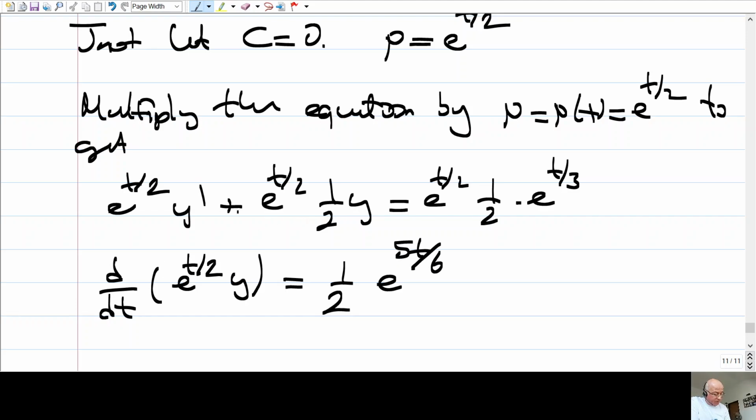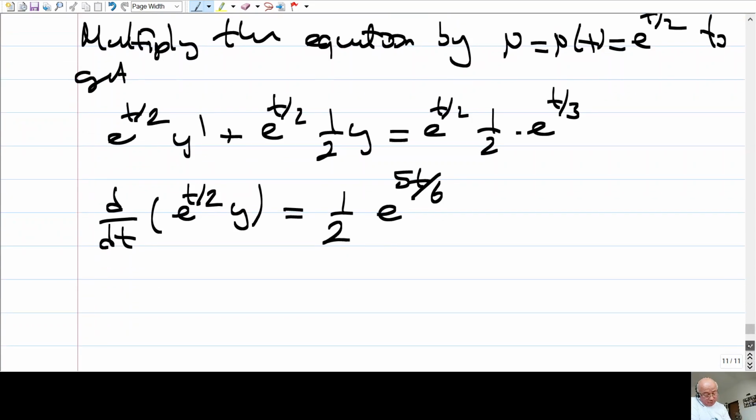Let's check if we did it correctly. When you take the derivative of this, you get y prime times this plus y times the derivative of this, which is 1/2 times e to the power t over 2. You have to do this so that you check what you have done previously, right? This is the checkpoint to avoid any mistakes you have made so far, okay?